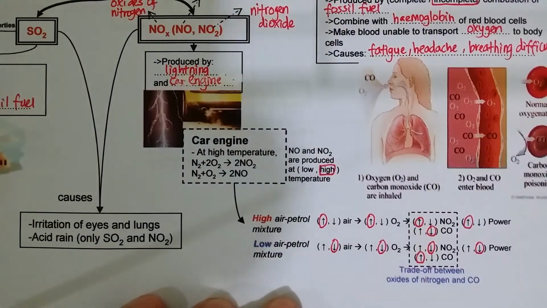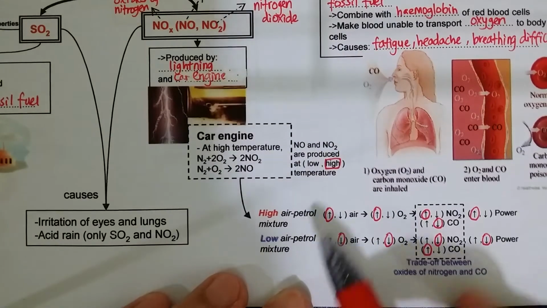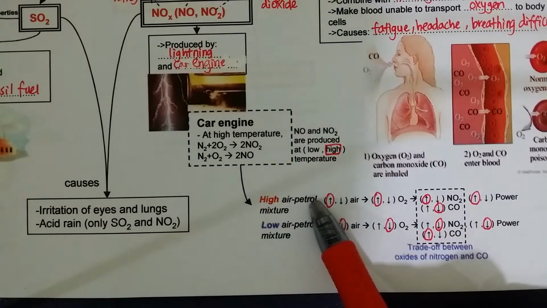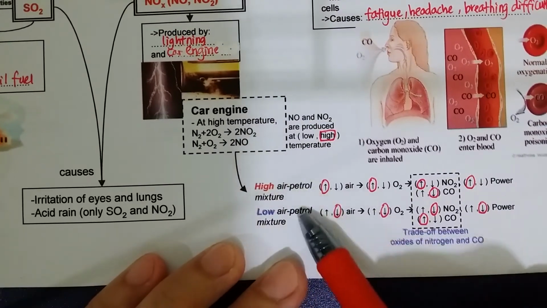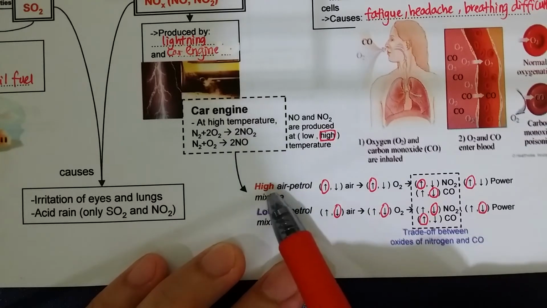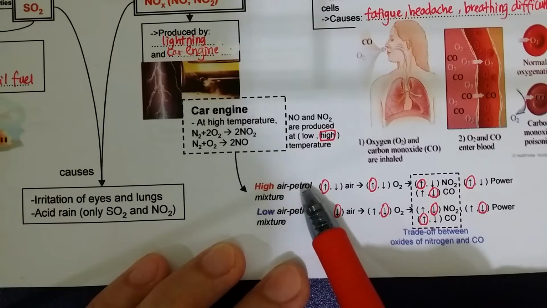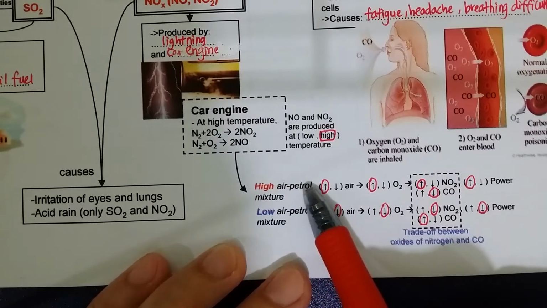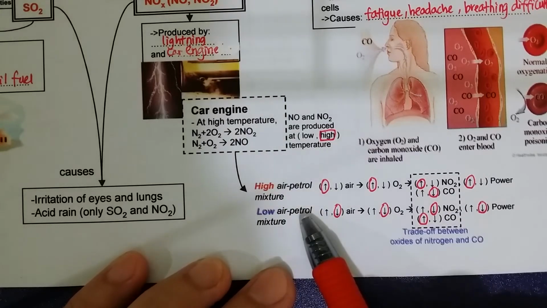In the car engine, petrol is burnt so that power is generated to move your car. But in order for the petrol to burn, it needs to be mixed with air, because without air, without oxygen, petrol will not burn. So there can be these two situations. There can be high air petrol mixture, that means you mix a bit of petrol with a lot of air, a lot of air, less petrol. Or low air petrol, that means less air, a lot of petrol.